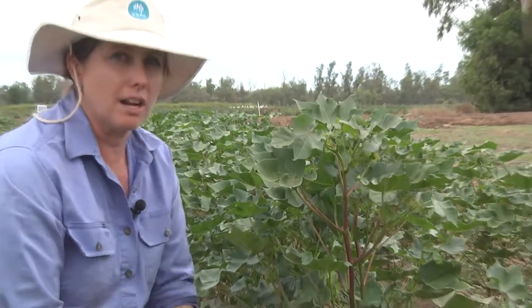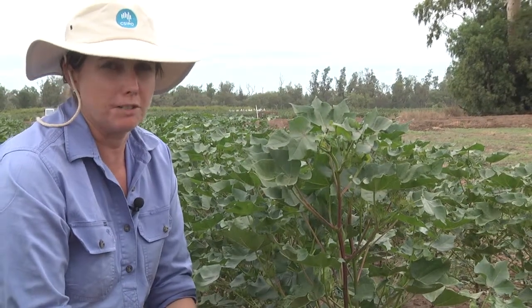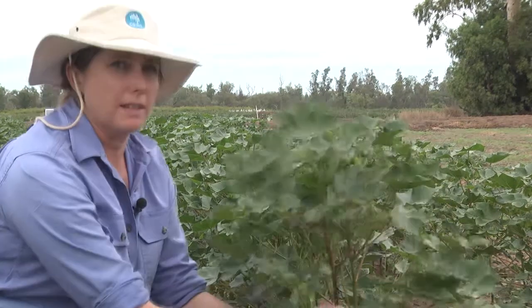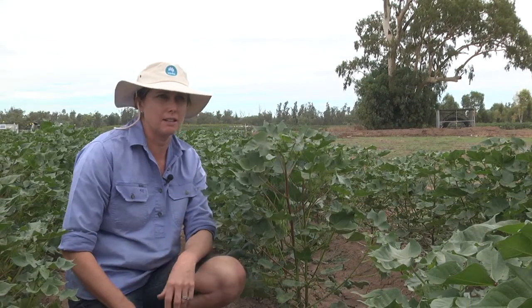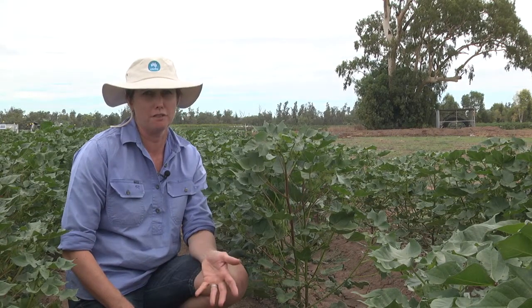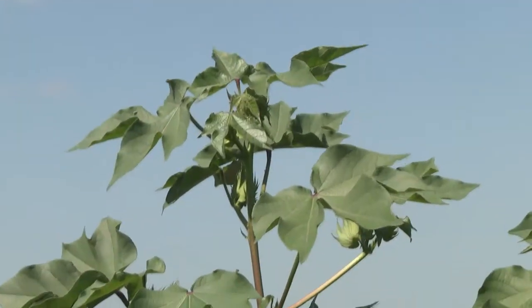So to calculate the VGR, or the vegetative growth rate, you take this week's height and you minus last week's height from it, and you divide that by this week's total number of nodes minus last week's nodes. The rule of thumb is that if the VGR is over 5.5, you would apply PIX.